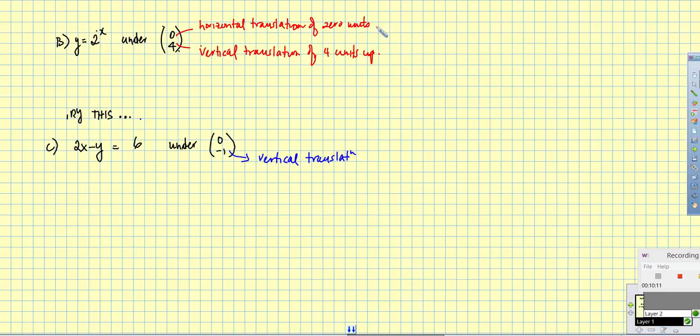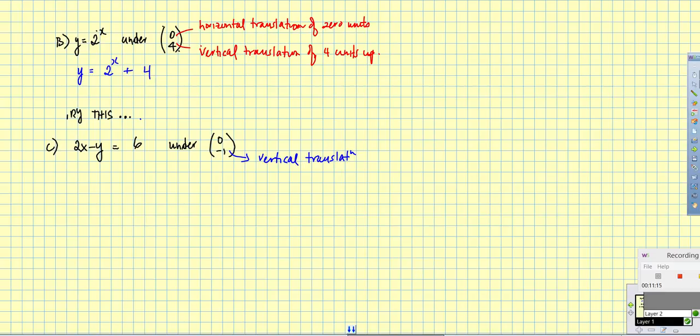Because the graph is being moved 4 units, and my y is already isolated, my new graph is y equals 2 to the power of x, and you would just have to add 4 to it. You're taking the 2 to the x graph and moving it up 4 units.